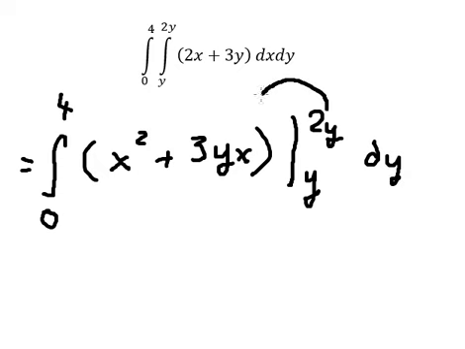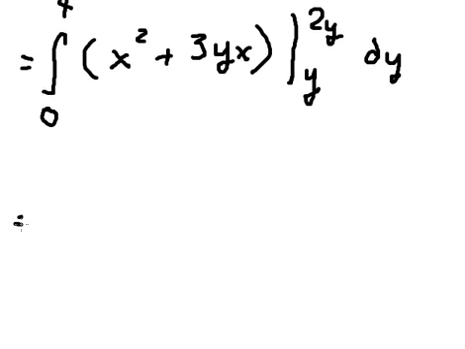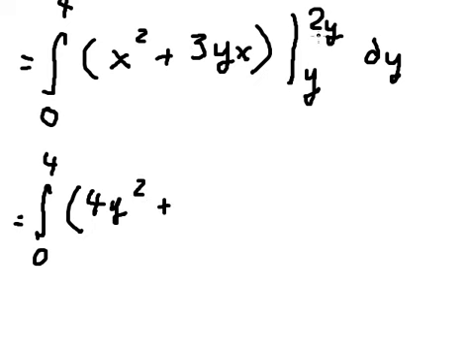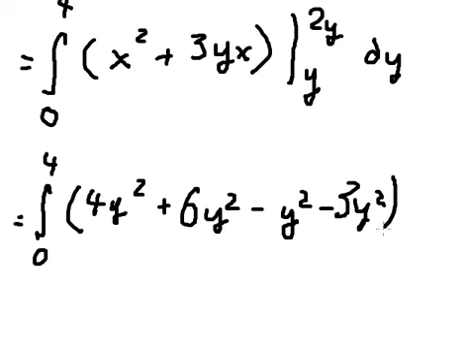Now I will put 2y for x and y for x. So that should be like this. 2y to the power of 2, we have 4y squared. 2y times 3y is 6y squared. Now we need to minus y that we put in here, we have y squared. This one we have 3y squared.